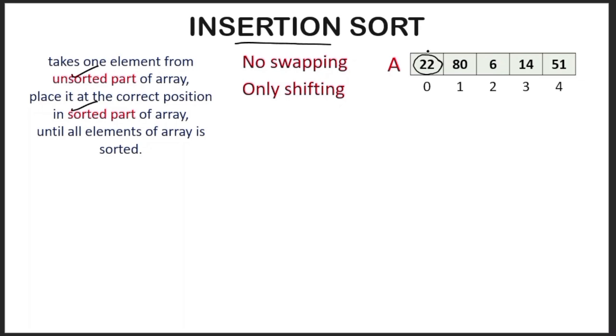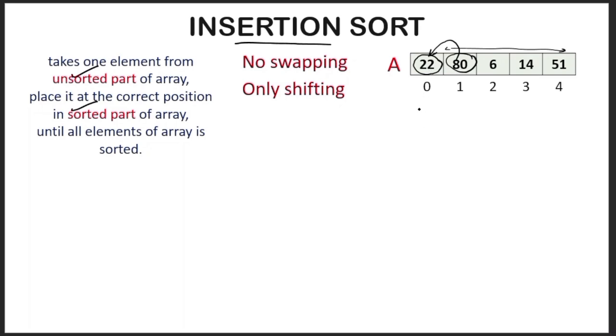From the unsorted part of the array, first we will choose one element and compare it with the elements of the sorted part of the array. So 80 is compared with 22. We can see that 22 is smaller than 80, so we do not need to shift 80 over here.